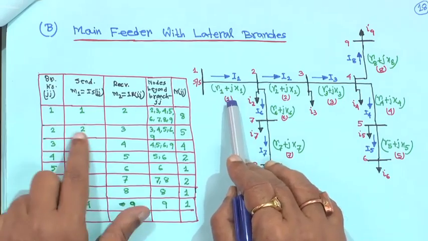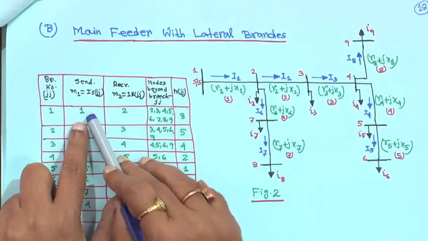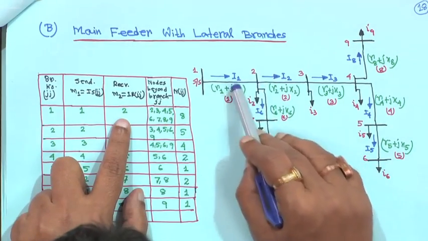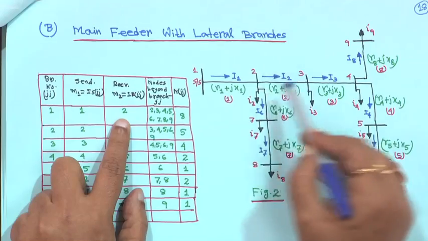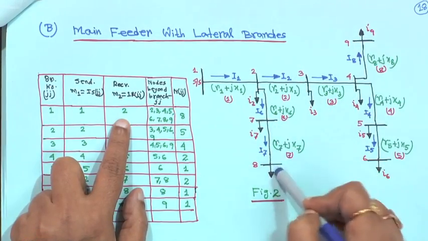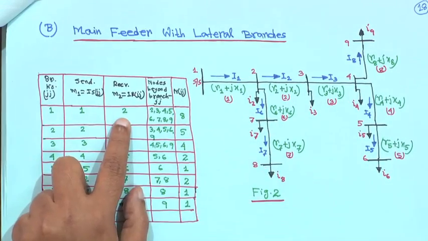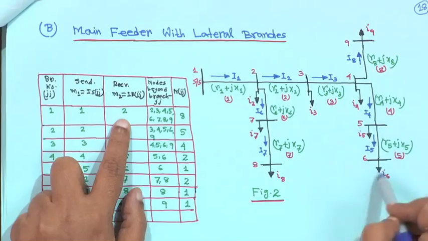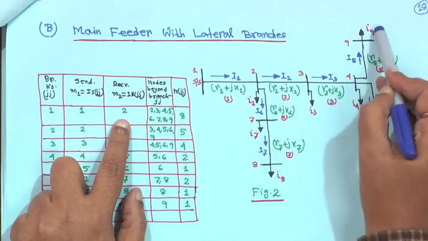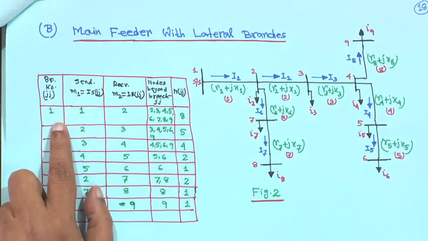Look how it is. Consider branch 1, that is JJ equal to 1. The sending end is 1, the receiving end is 2. How many nodes are there beyond this branch? I am just counting: 2, 3, 4, 5, this is 6, this is 7, this is 8. Beyond this branch 8 nodes are there, so I am putting 8. And what are those nodes? 2, 3, 4, 5, 6, 7, 8 and 9. These are the nodes beyond branch 1, right.